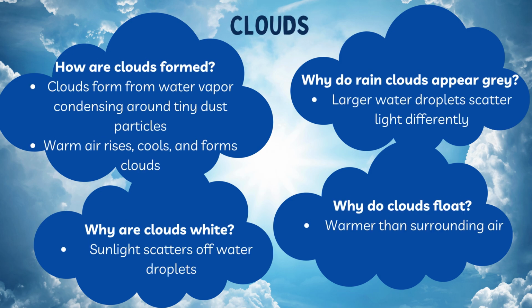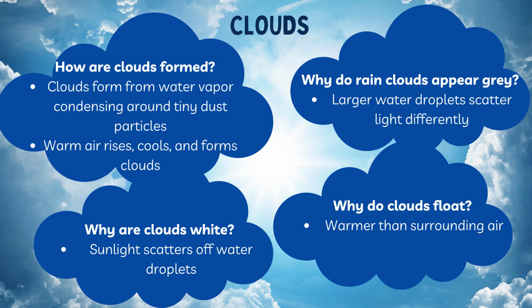Let's talk about clouds now. Do you know how clouds are formed? Clouds form from water vapor condensing around tiny dust particles. So, warm air rises, cools, and forms clouds. Then have you ever wondered, why are clouds white? That's because sunlight scatters off water droplets.